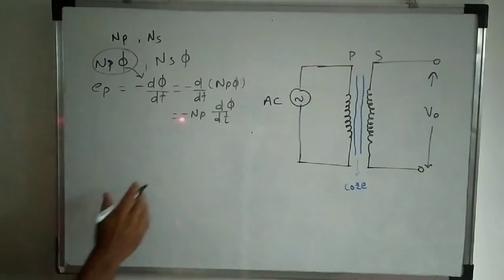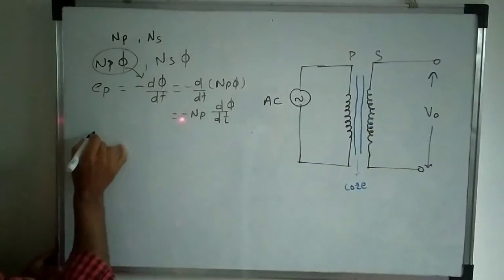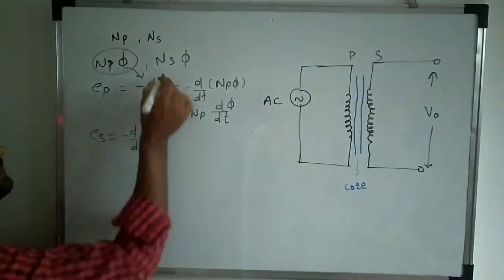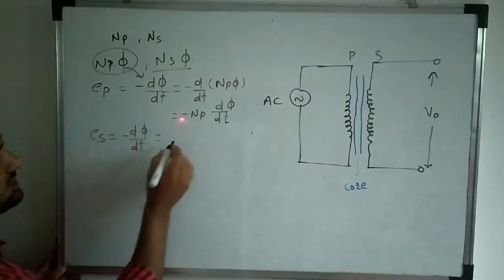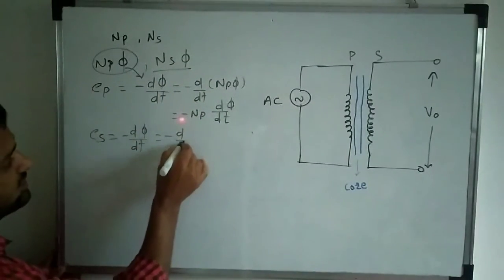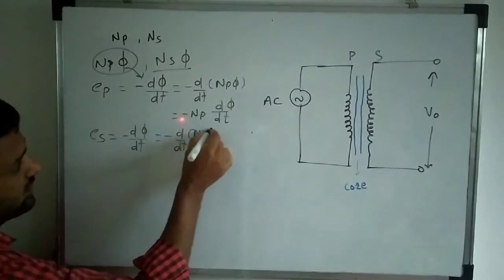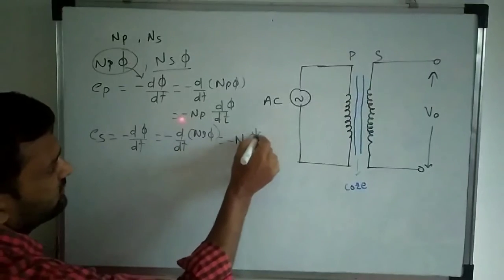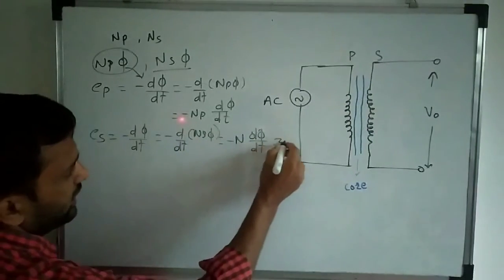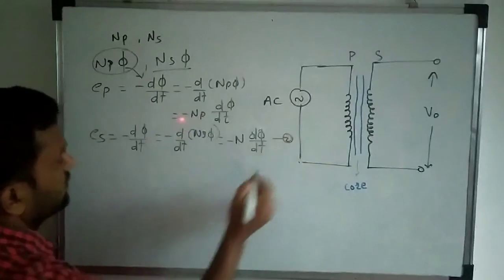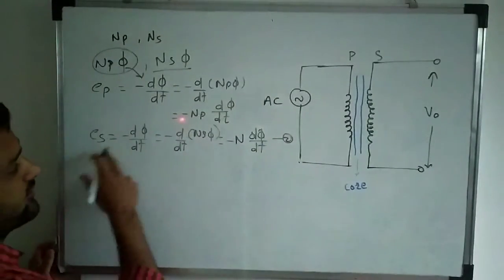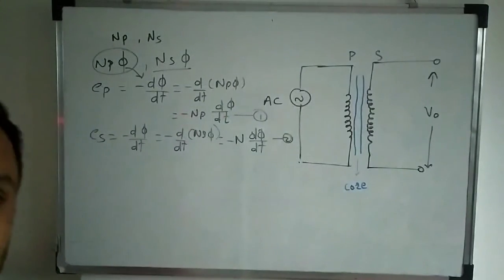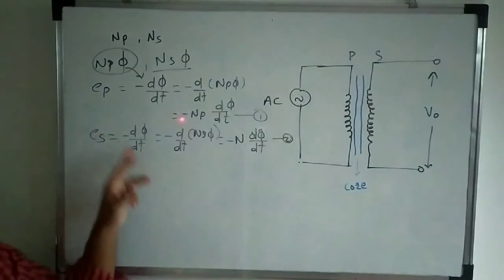How can we write the same equation for the secondary? Then ES is equal to minus d phi by dt. Put the value of magnetic flux here. Then minus d by dt of NS phi. Take the NS outside: minus NS d phi by dt. We have equation number 2 for the induced EMF across the secondary coil, and we have the equation for the induced EMF across the primary coil.